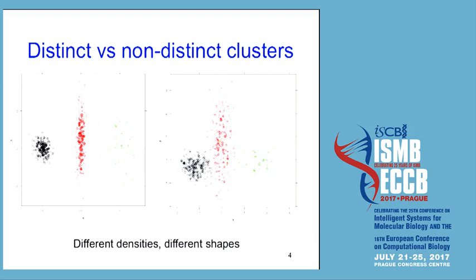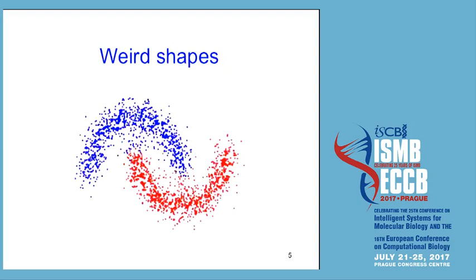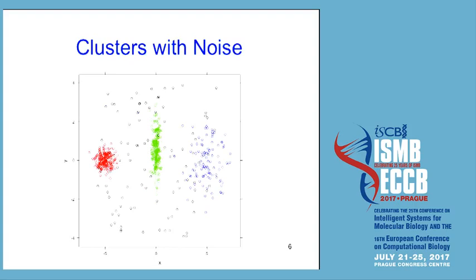So the clusters can have different densities, and they can have different shapes. They can even have weirder shapes, where, again, your eye tells you what the clusters are. But if you used a simple clustering like k-means, you would get not the answer that your eye would pick out. And what's probably even more relevant to structural bioinformatics is we have a lot of noise.